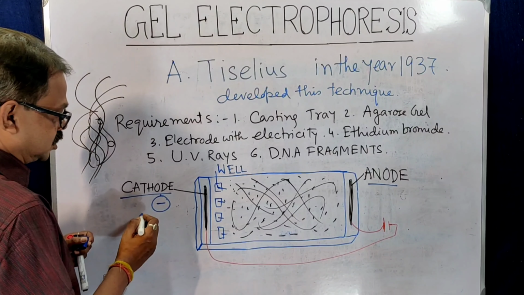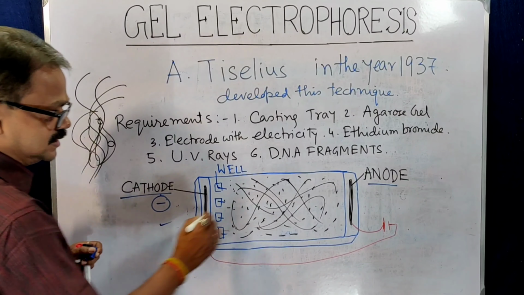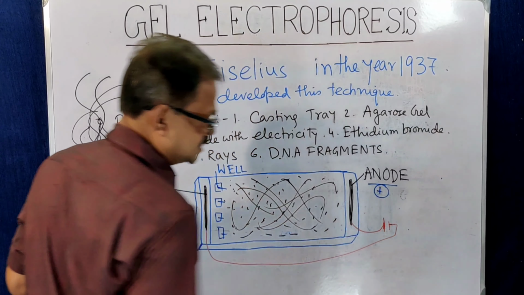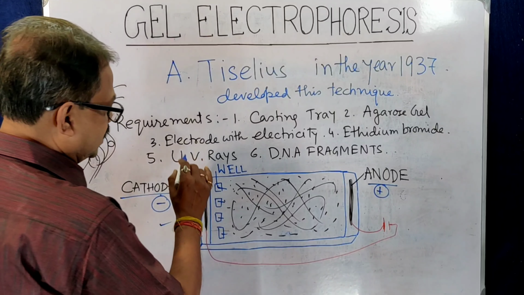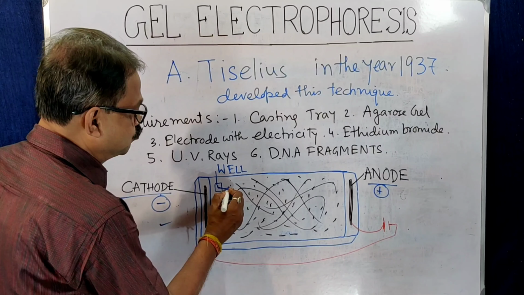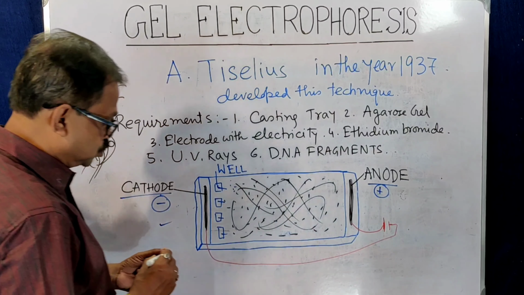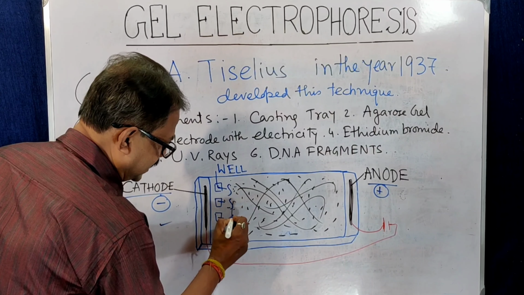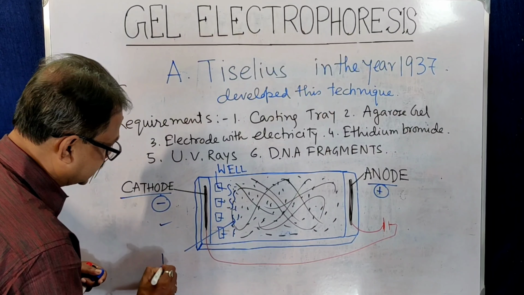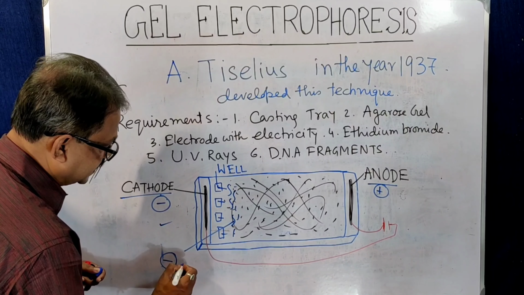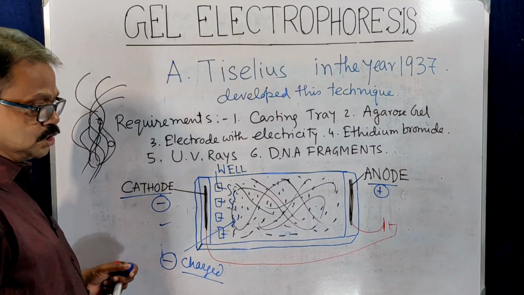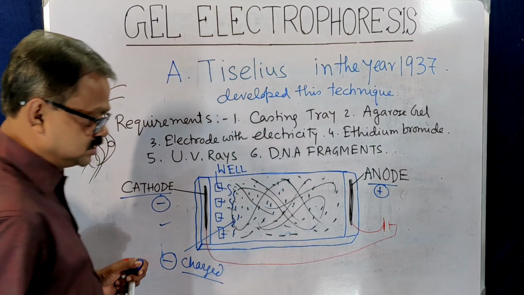On this side, there is one electrode, that is the cathode, negatively charged. On the other side, there is another electrode, the anode, that is positively charged, connected with electricity. When these fragments are given here, they will try to move towards the positive side. Why? Because DNA is a negatively charged particle, so it will try to move towards the positively charged anode.